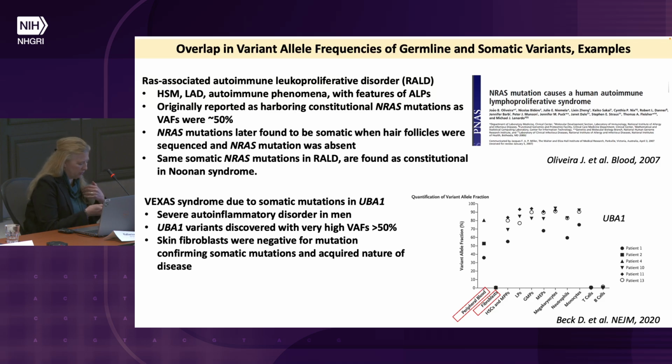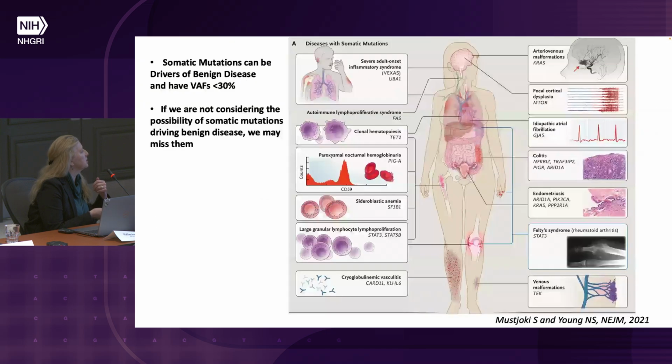However, when the peripheral blood was sequenced and compared to fibroblasts, here you can see in this diagram that peripheral blood had very high VAFs. However, the fibroblasts were negative for the mutations, confirming that this is actually a somatic disease. So somatic mutations can be drivers of benign disease and have variant allele frequencies of less than 30%. If we're not considering the possibility of somatic mutations driving disease, we may miss them.